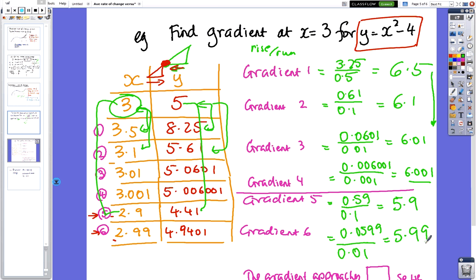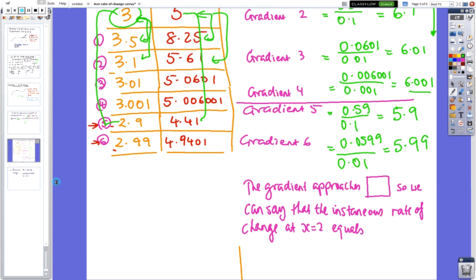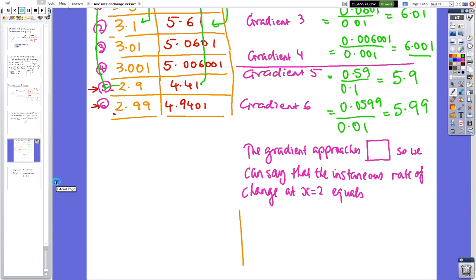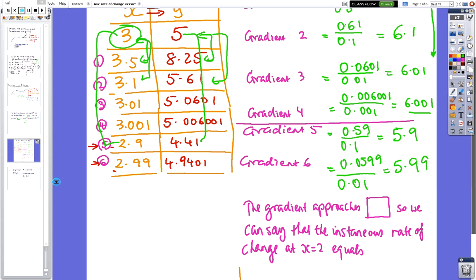So if you have a look, from above, what value is it approaching, and then from below, what value is it approaching? It's approaching 6, it's approaching 6. So it doesn't matter which side we approach it from, we're still going to get this same value of 6.